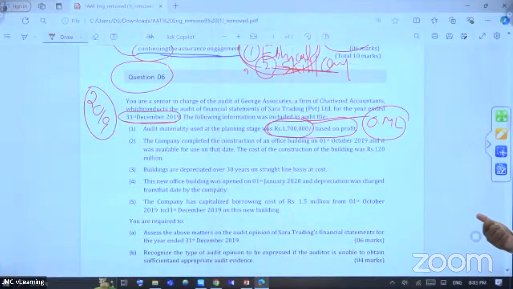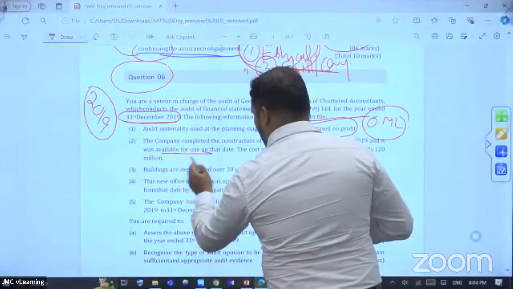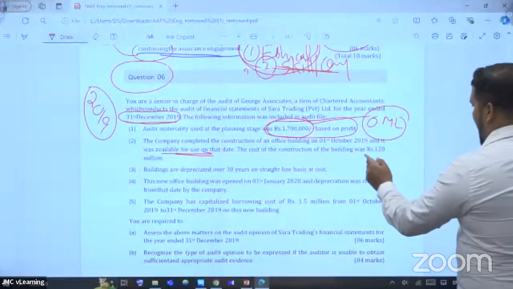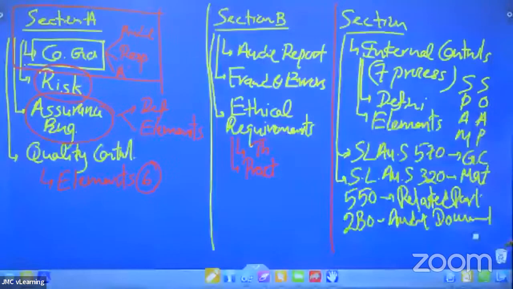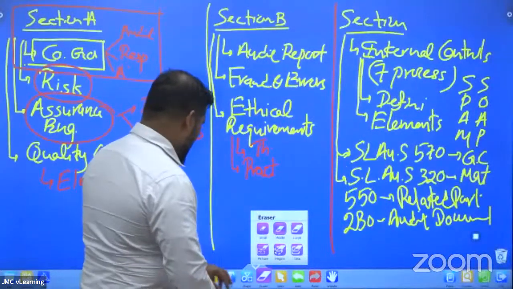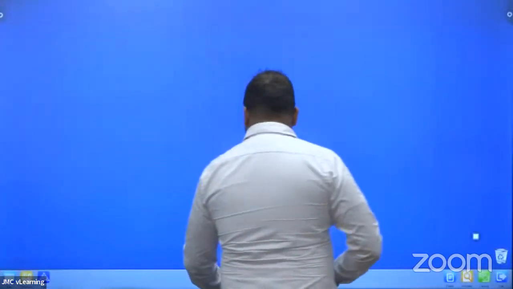The company completed a construction of an office building on 1st October 2019 and it was available for use on that date. The cost of the construction of the building was 120 million. If you receive a question like this, it is better to have an in-depth analysis. So we'll analyze this question.